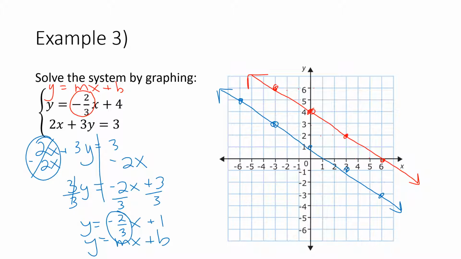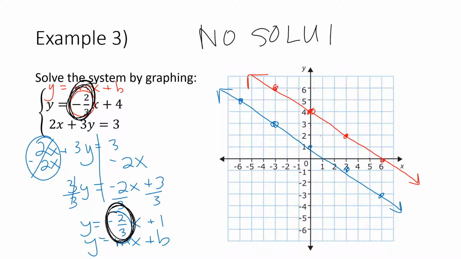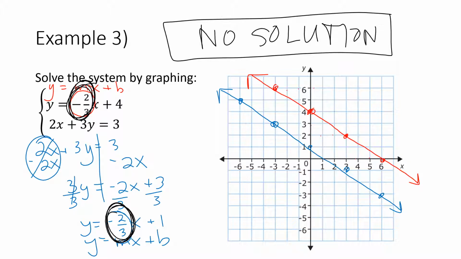And we are looking for the point of intersection. These lines actually had the exact same slope. We see that in the first equation and we see that in the second equation. That means that they're parallel. These lines will never cross. And if they don't cross, then there is no solution to the system. There is no point that these two lines have in common because they are parallel.